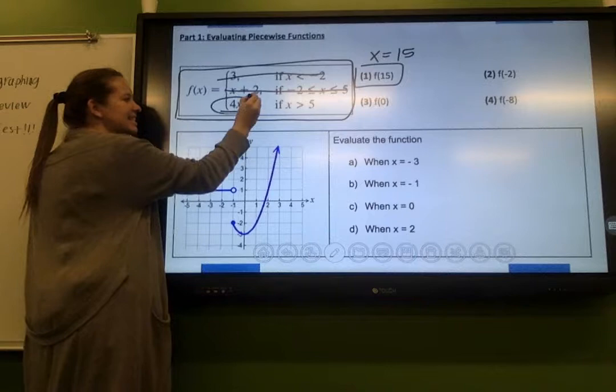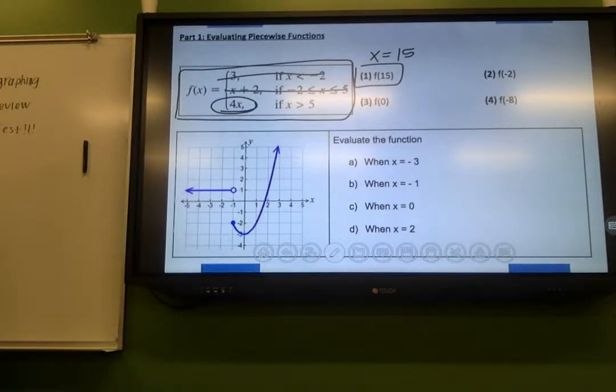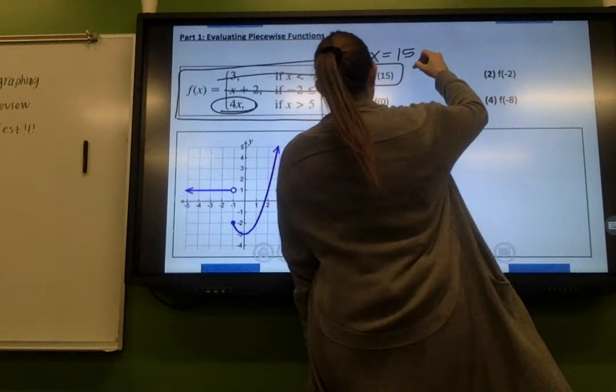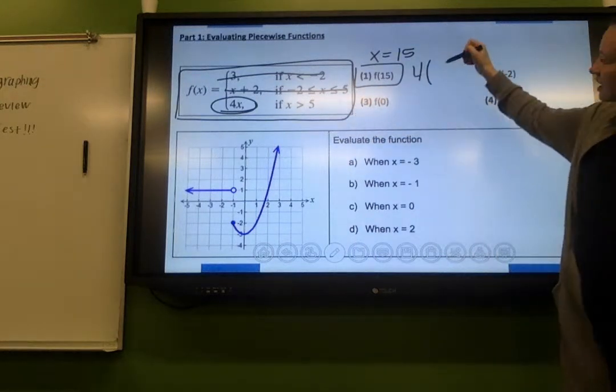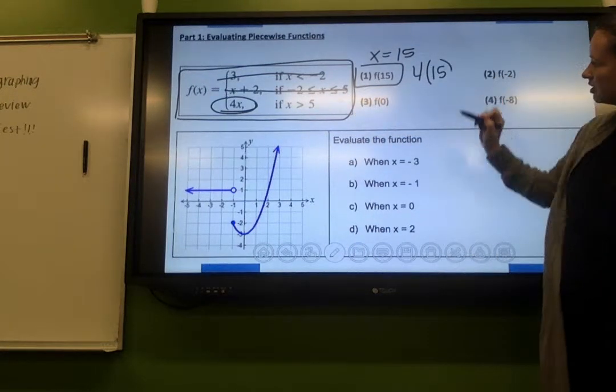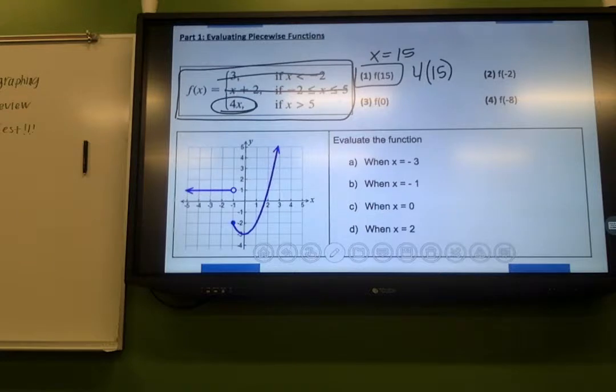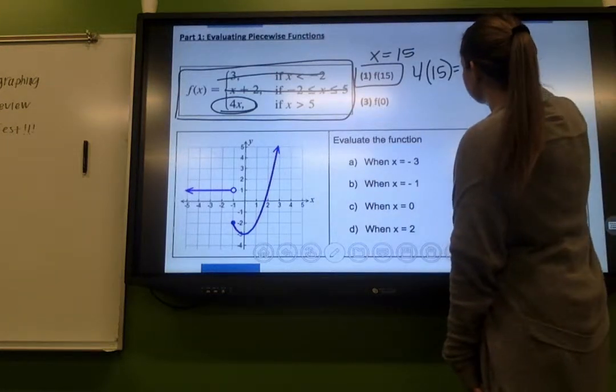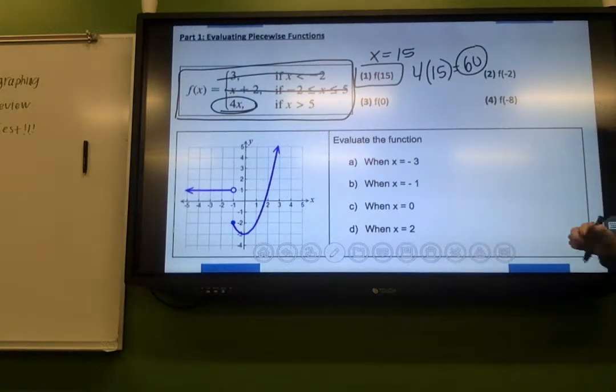So, this is the equation you're going to use. It's just 4 times x. So you just write the 4, and then instead of x, we're plugging in 15. What's 4 times 15? 60. Good. All right, so number 1, the answer is 60. That makes sense, right? Okay, let's do another one.